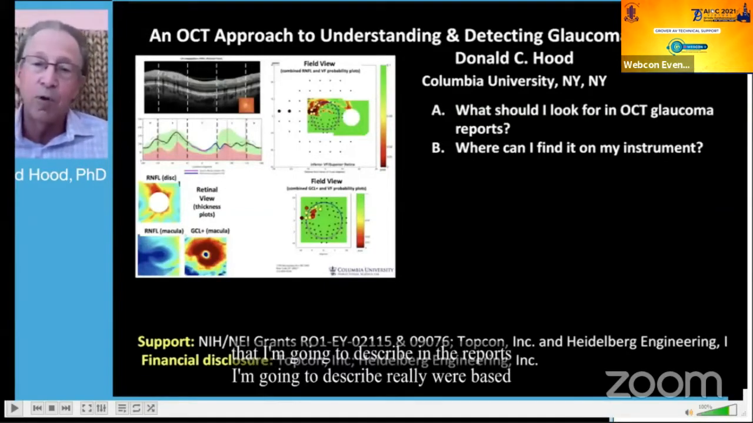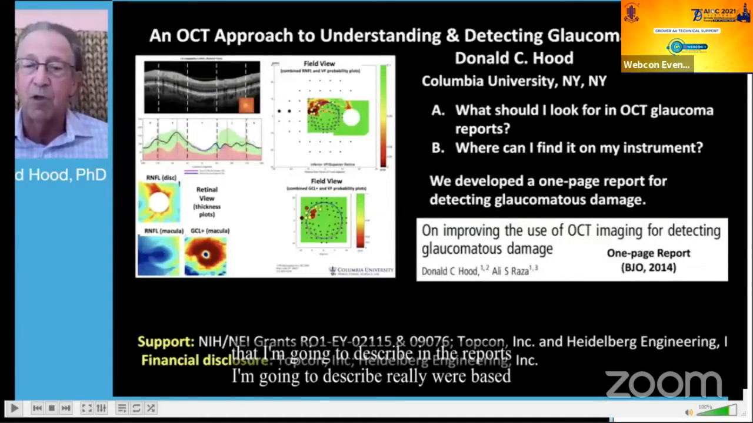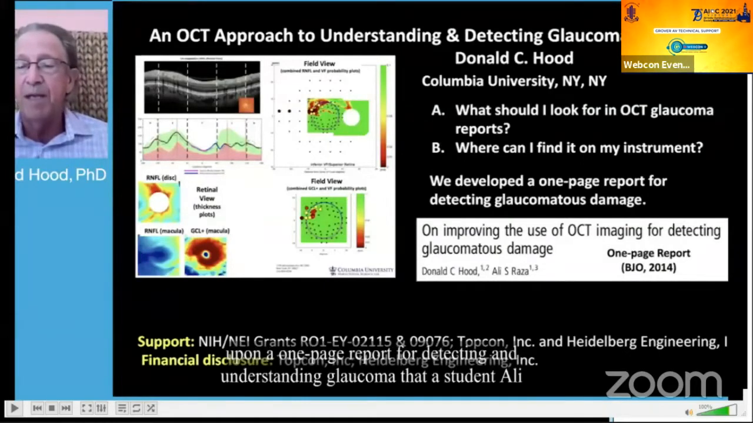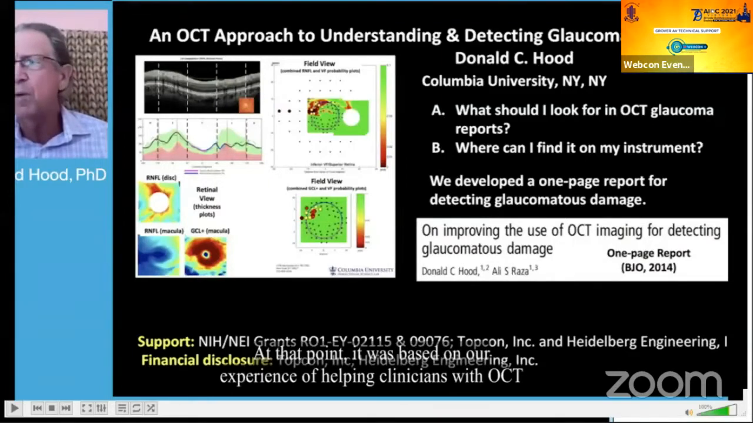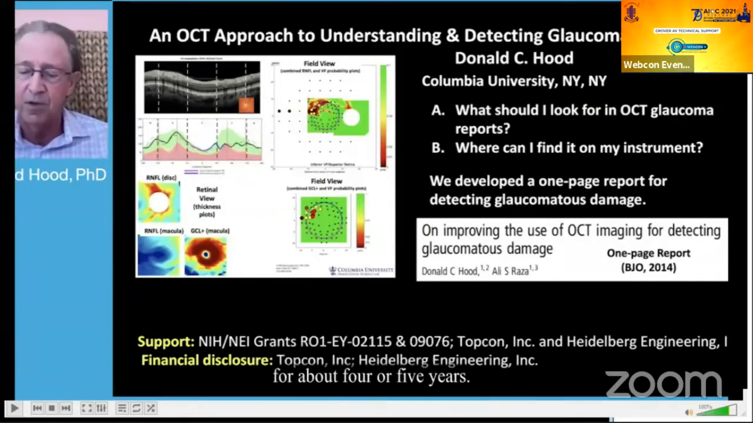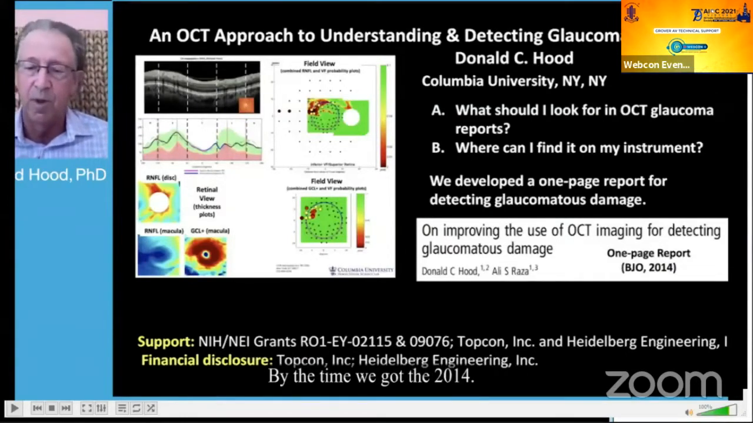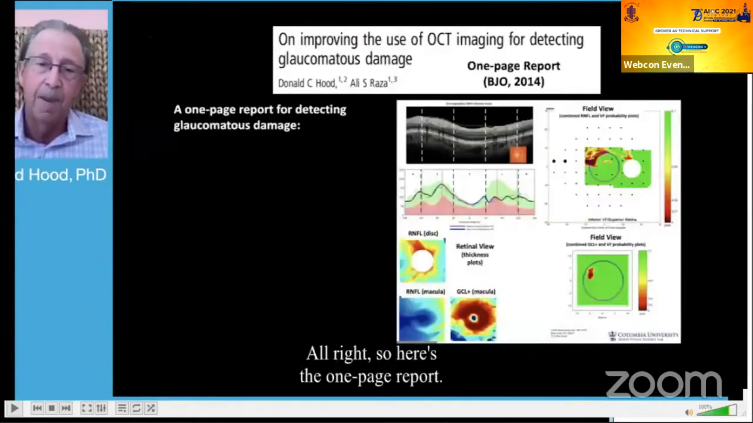This approach and the reports I'm going to describe really were based upon a one-page report for detecting and understanding glaucoma that a student, Ali Raza, and I developed in 2014. At that point, it was based on our experience of helping clinicians with OCT for about 4 or 5 years, starting in 2004, by the time we got to 2014.